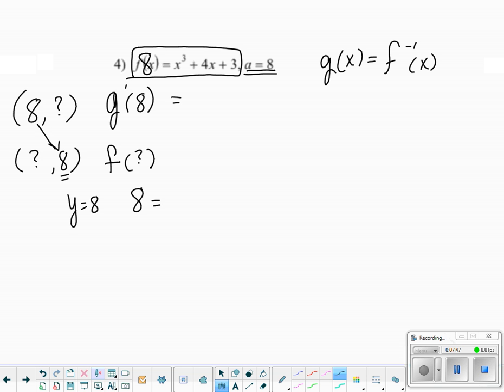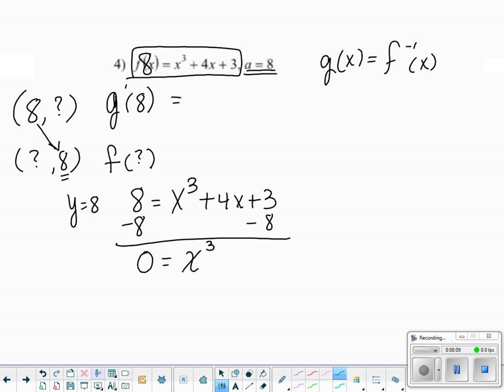8 goes in for our y value, and then we get x cubed plus 4x plus 3. Solving this, don't bring the 3 over, because then I'm trying to create something that equals 5. That's going to be somewhat hard. Go the other direction. Get a 0 so we can make use of 0 properties. x cubed plus 4x minus 5.